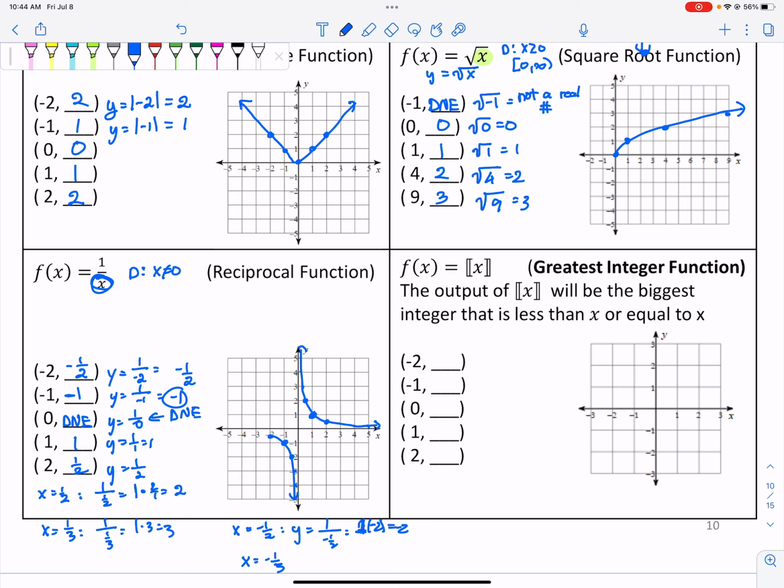Getting very, very close to the y-axis. And if we were to pick x equals -3 and plug into the function, y is going to be -1/3. x equals -4, y is going to be -1/4, x equals -5, y equals -1/5. So we can see the graph looks something like this.